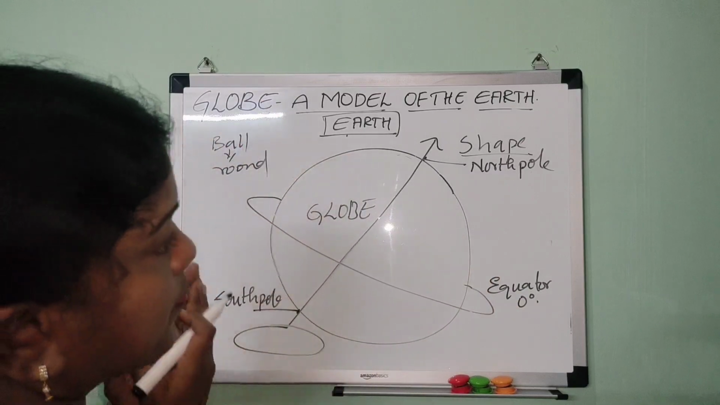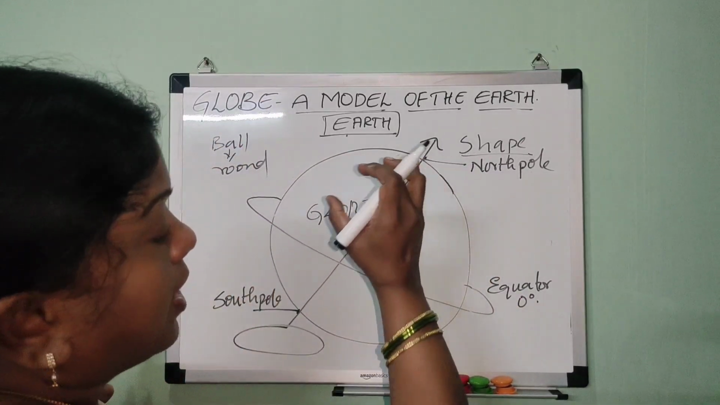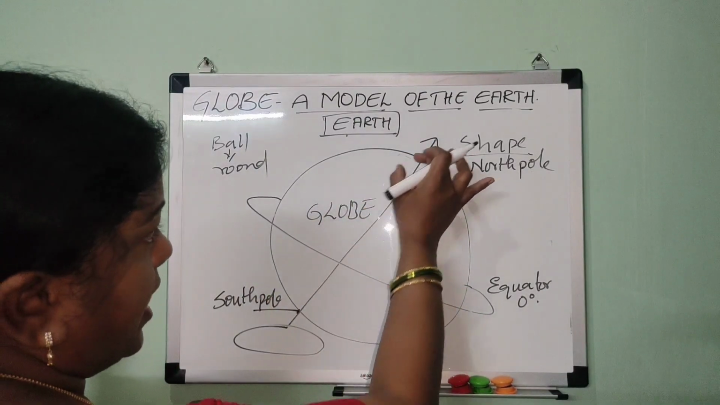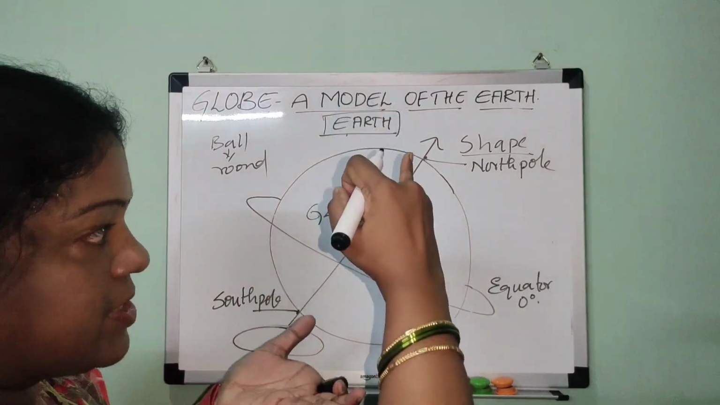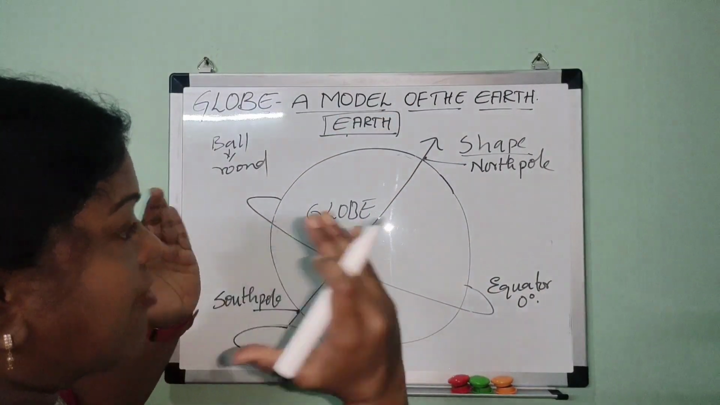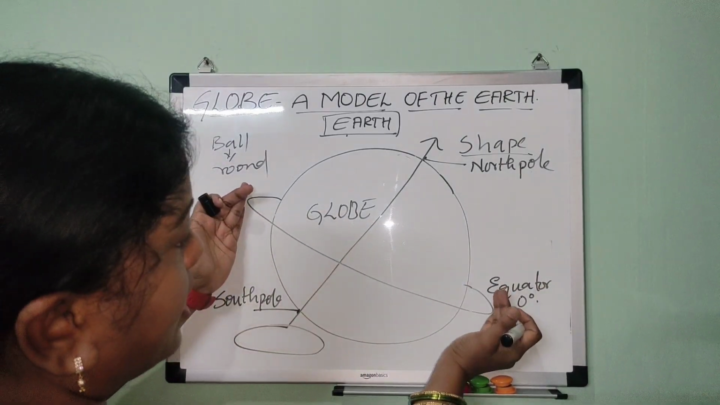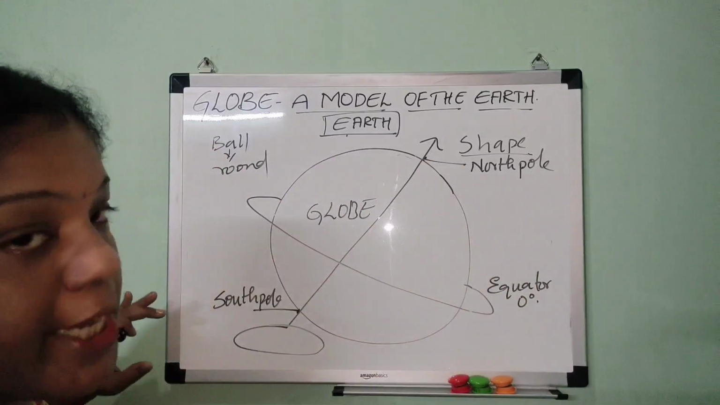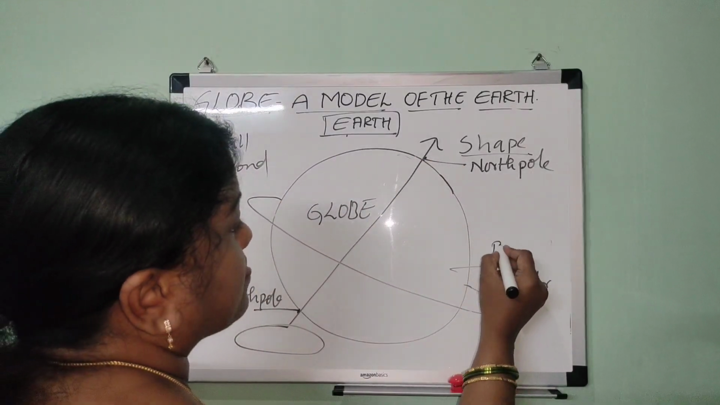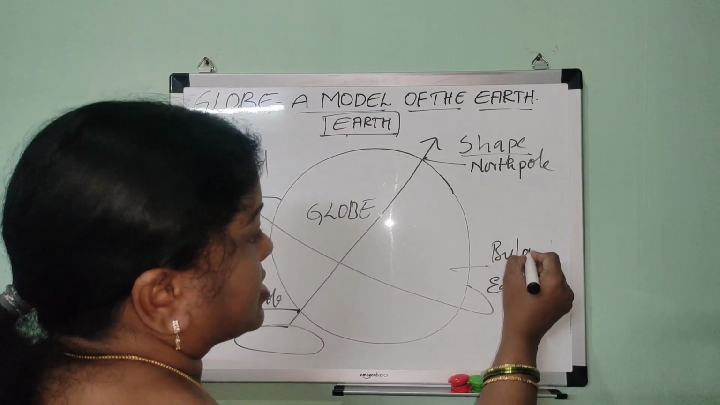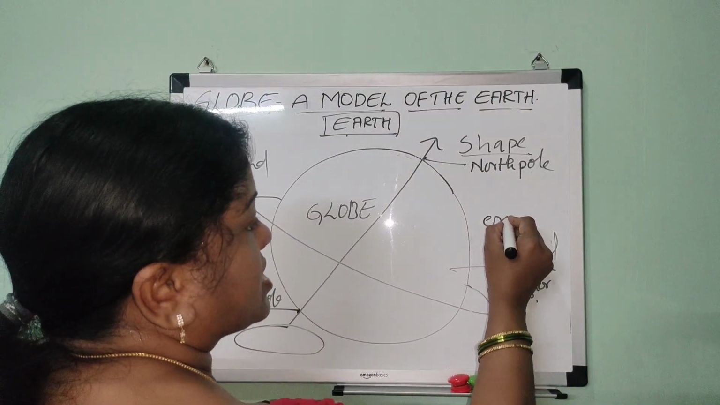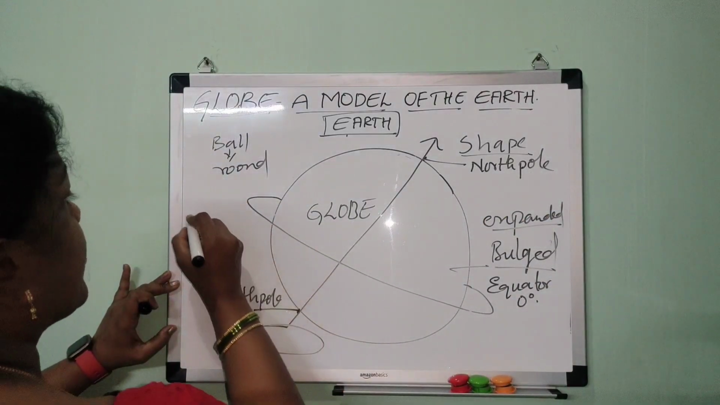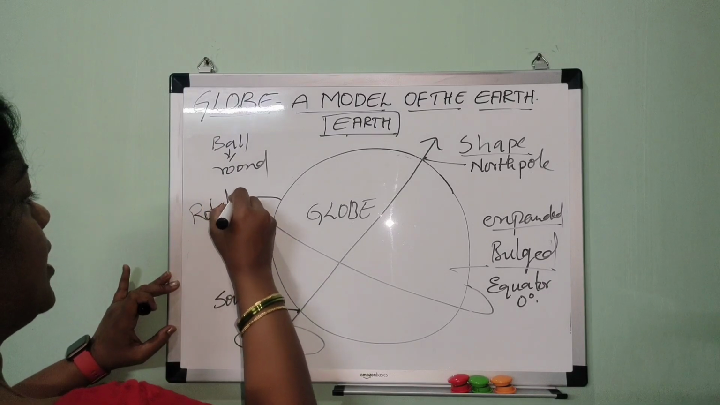which we are telling as round. Because of the rotation of the earth, the poles at the two end points are a little bit pressed, and at the middle, at the equator, the globe is expanded. If you observe, it is not round in shape, it is expanded. This part is bulged, my dear children. Yes, bulged means expanded. Why? What is the reason? It is purely due to the rotation of the earth.